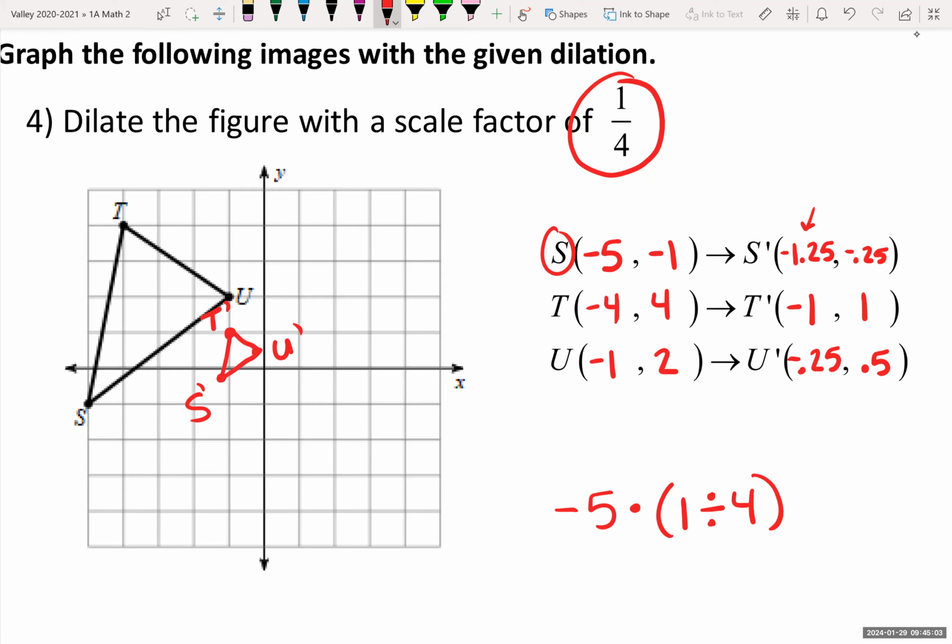So if you don't have the same shape, something is wrong. You can check and see what's wrong. So make sure your shapes match. Just one's bigger, one's smaller. All right, any questions?